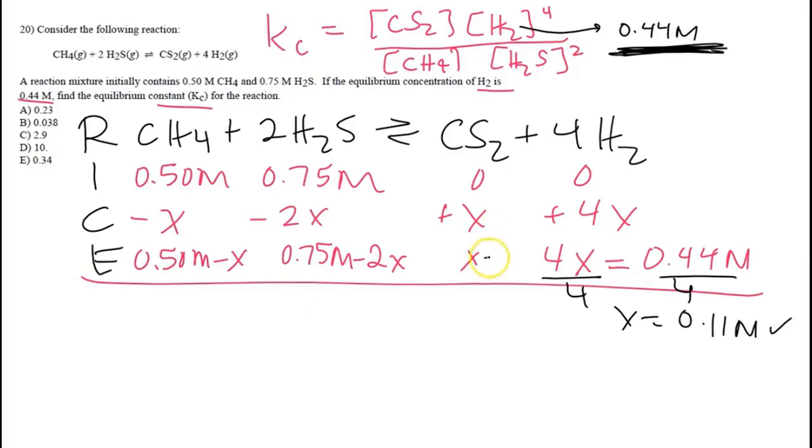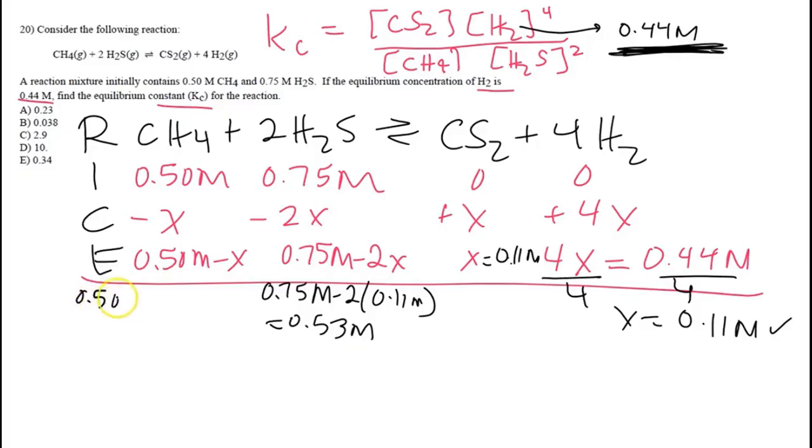Kc. So this is going to be 0.11 molar. This is going to be 0.75 molar minus 2 times 0.11 molar. And so that's going to equal, double check I have everything, 0.53 molar. And then I have over here 0.50 molar minus 0.11 molar. And that is going to give me 0.39 molar. So I have all my equilibrium amounts. Now I'm just going to find my Kc value.